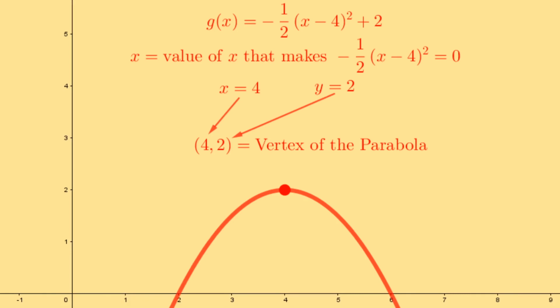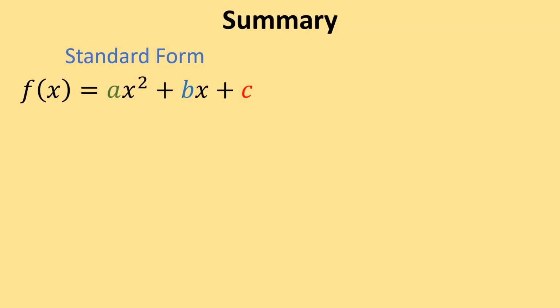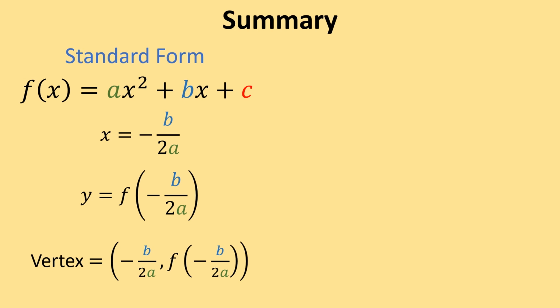So in summary, if you have a standard form quadratic function, to find your vertex, you first find x, which is equal to negative b over 2a. To find y, you then plug that value into your function, and you get a vertex of negative b over 2a, comma, f of negative b over 2a.